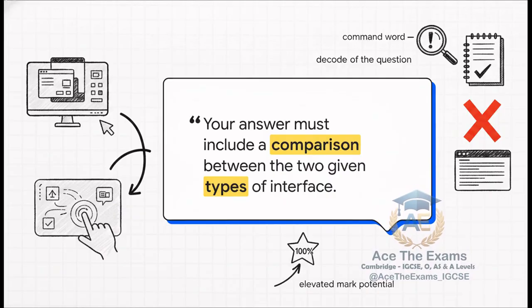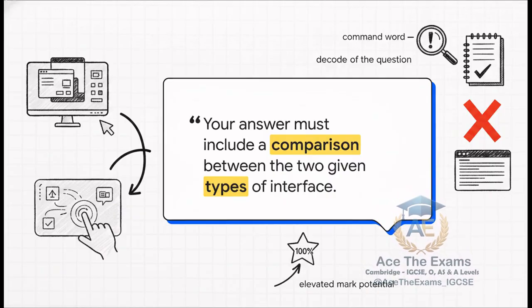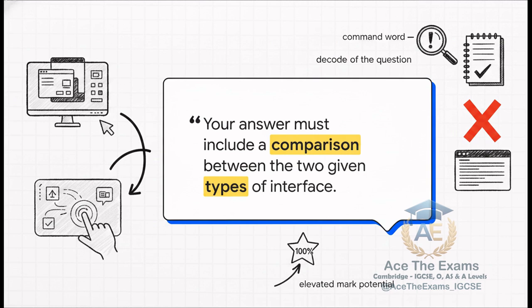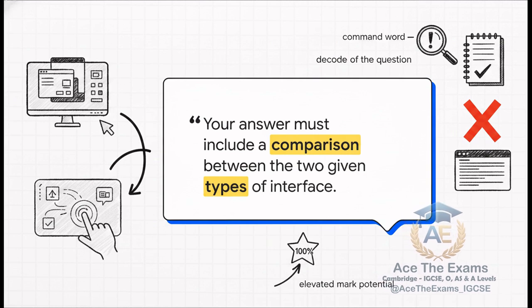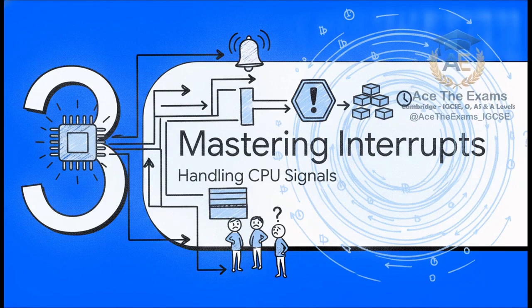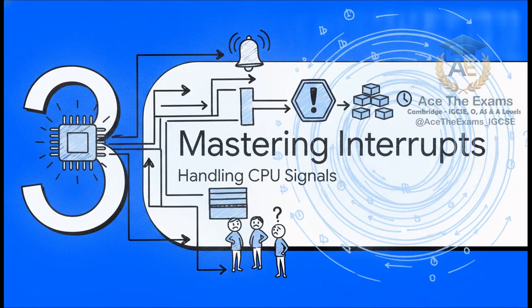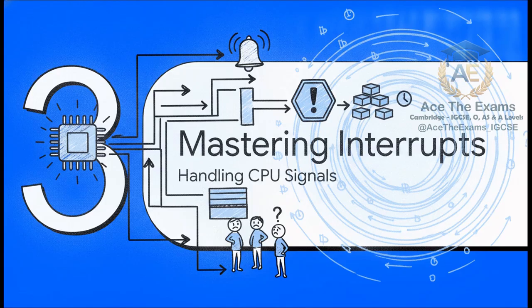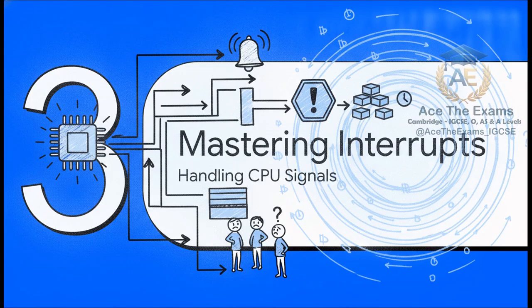If you decode the command word, measure the scope of the prompt, and stick strictly to the parameters of the question, you instantly elevate your mark potential from a C to an A star. Section 3. Mastering interrupts. Let's move to our next core concept and see how this builds into the highly complex world of system interruptions.